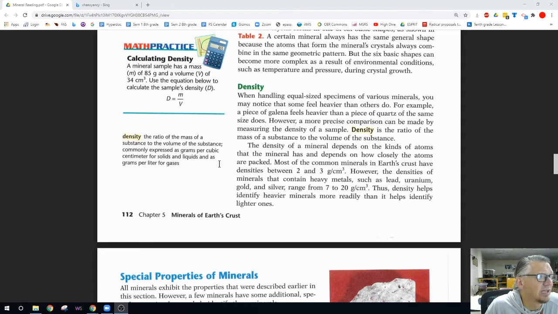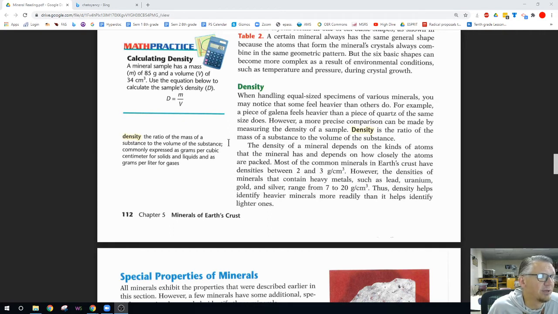Density. When handling equal-sized specimens of various minerals, you may have noticed that some feel heavier than others. For example, a piece of galena feels heavier than a piece of quartz of the same size. However, a more precise comparison can be made by measuring the density of a sample. Density is the ratio of the mass of a substance to its volume.